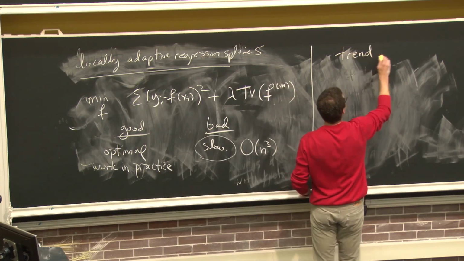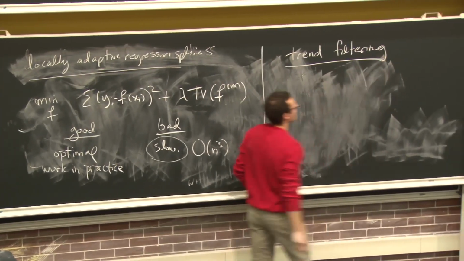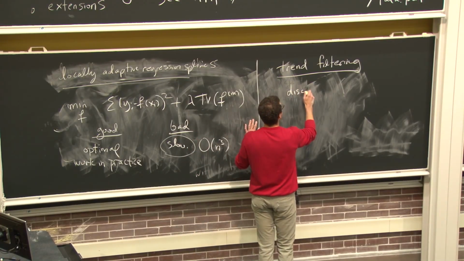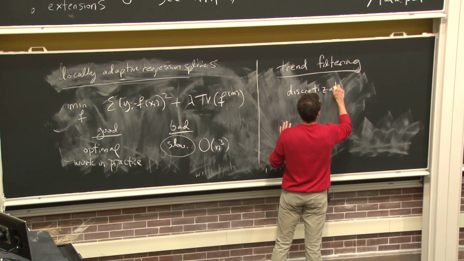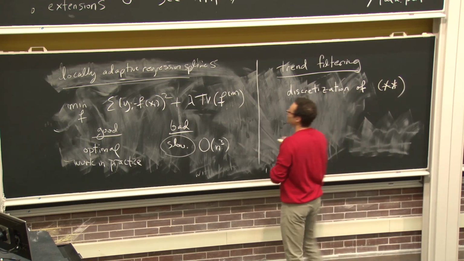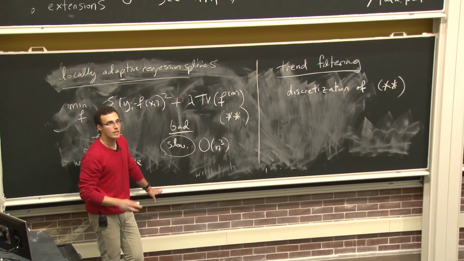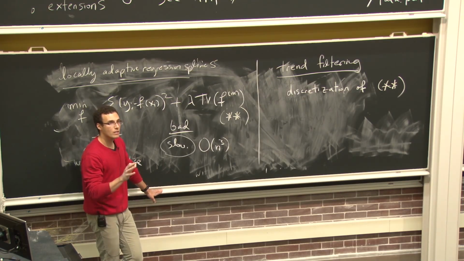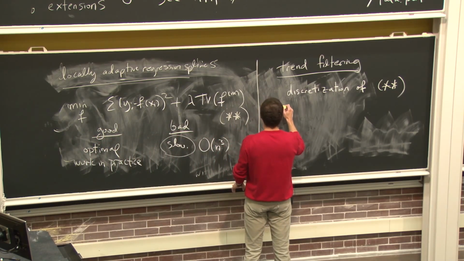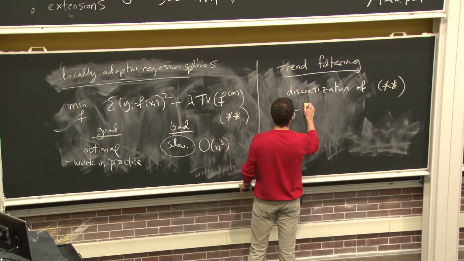Trend filtering came out of the applied math literature much more recently, so maybe in the late 2000s. They are basically a discretization of this problem. The double star. It's a clever approximation for this problem. Just forget about minimizing over functions. It's too hard. Let's just discretize. And what it ends up looking like is something like this.